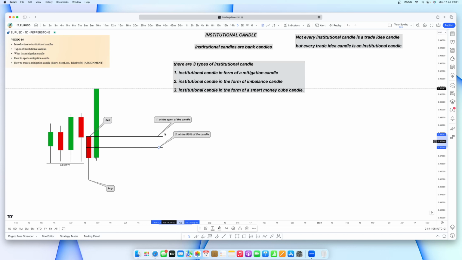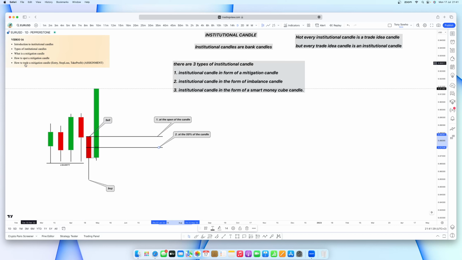So now, how do you trade a mitigation candle? You can trade a mitigation candle in two ways. Number one, at the open of the candle. Number two, 50% of the candle. These two areas are what I call the entry.